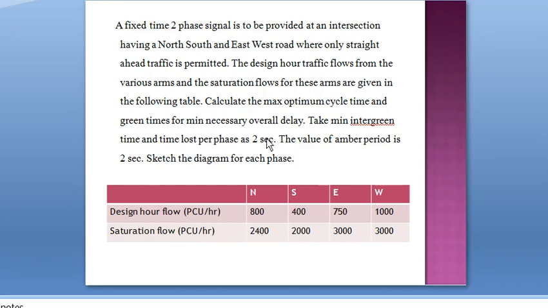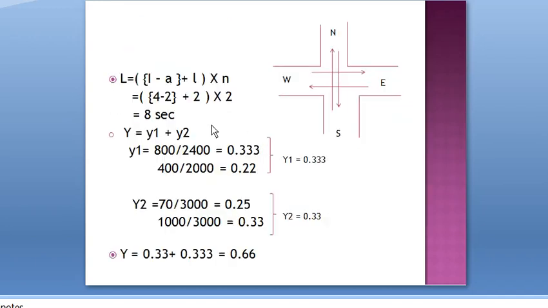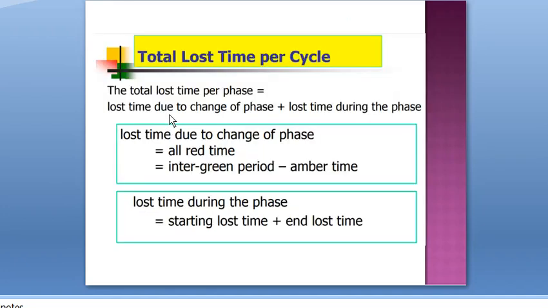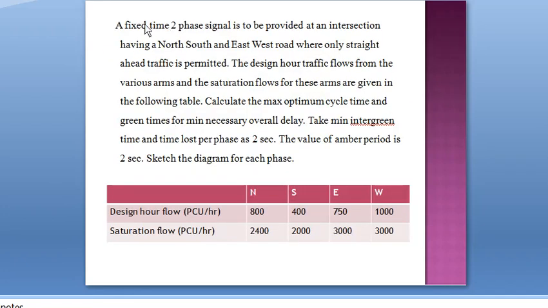Loss time per phase is 2 seconds, that is the loss time L, for one phase. Here there are two phases, therefore multiply by n, where n is 2. That is 8 seconds. Here is the answer. The number of phases is 2, since it is a fixed time two phase signal. They explained it as a two phase signal, so there is no confusion.